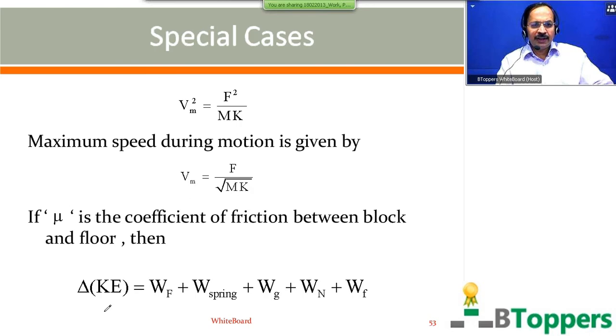Again by the work energy theorem, we can write delta K equals Wf plus W spring plus Wg plus Wn plus W small f. The last term on the right side is an extra term that comes when the floor is not smooth. W subscript small f represents the work done by the friction force on the block exerted by the floor. Those who want to copy this, copy this. In case you need more time, you can take a pause and copy the notes. I want to show the continuation for this.